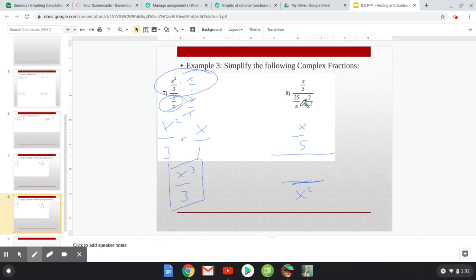So for this, in order to get x squared on the bottom, I need to multiply top and bottom by x. So I'm going to have 25x plus 2. So that's my new fraction. So then I can flip and multiply. So I'm going to multiply by x squared over 25x plus 2.